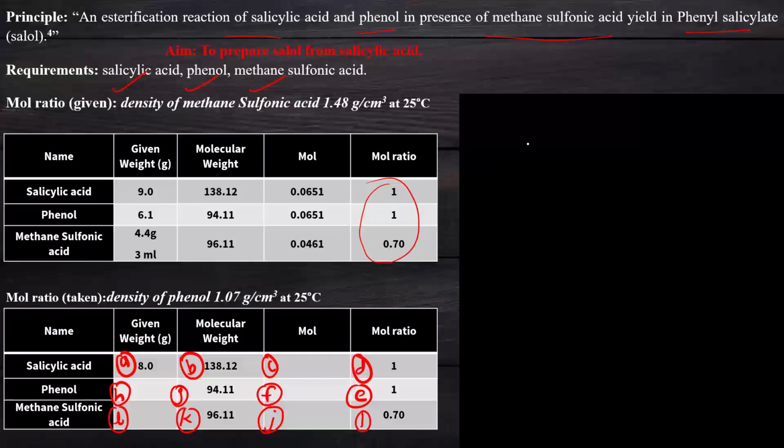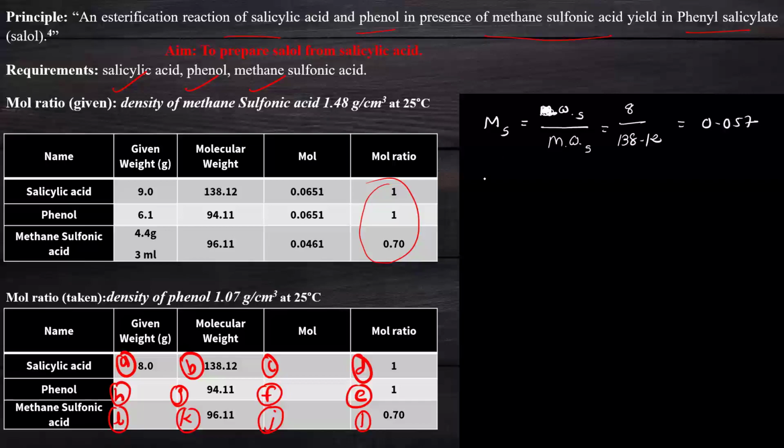Let's start with that. The mole of salicylic acid is equal to the weight of salicylic acid divided by the molecular weight of salicylic acid. If we want other moles, we can just substitute the weight of salicylic acid by the weight of phenol and the molecular weight of phenol. So that is the primary formula: mole is nothing but weight divided by molecular weight. Now we can calculate 8 gram divided by 138.12 gram per mole, which is equal to 0.057.